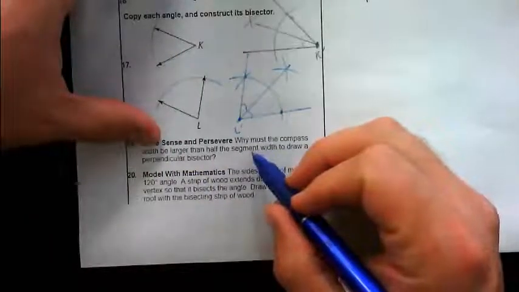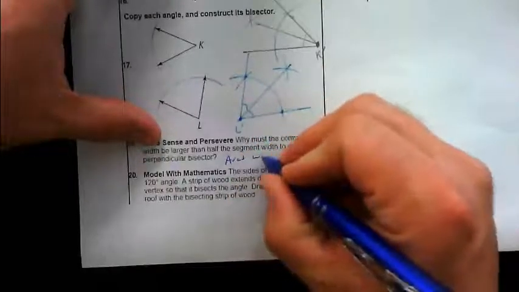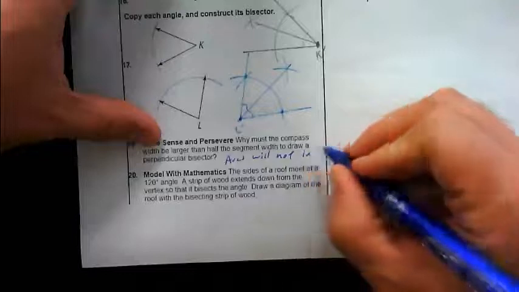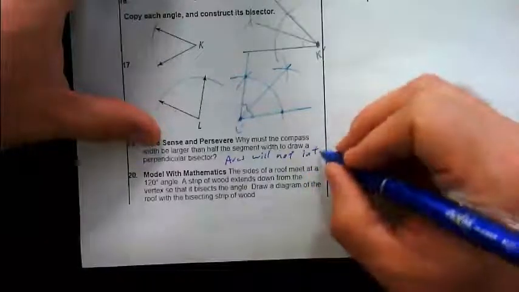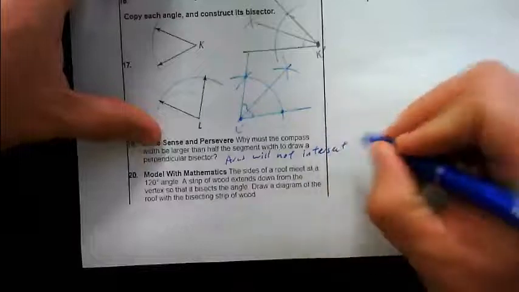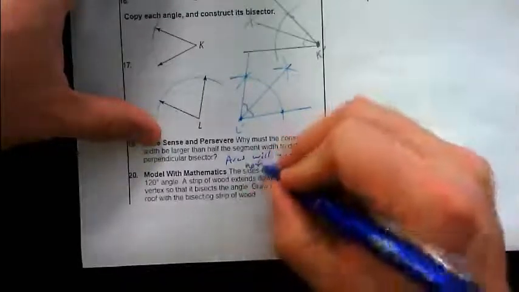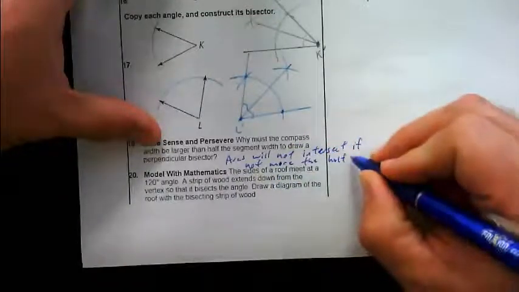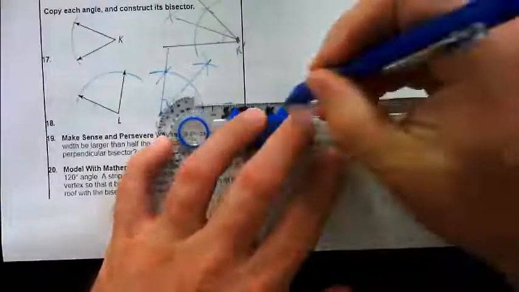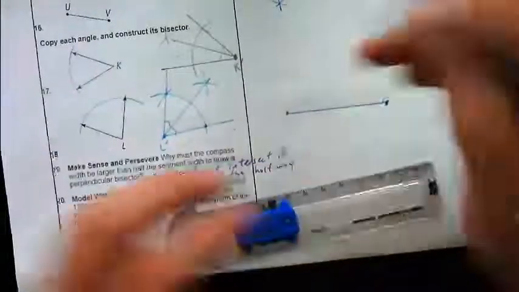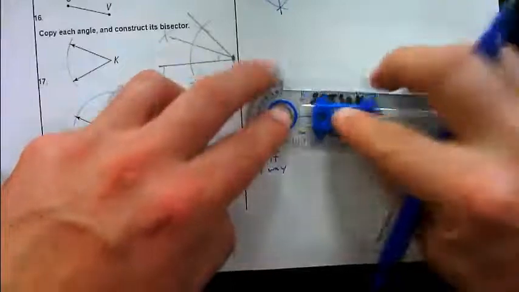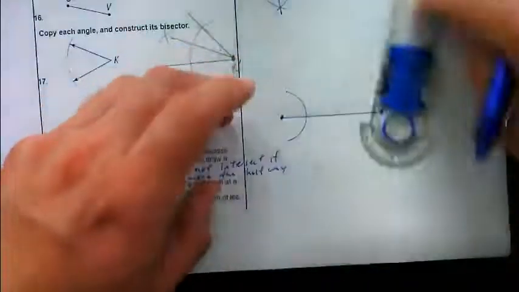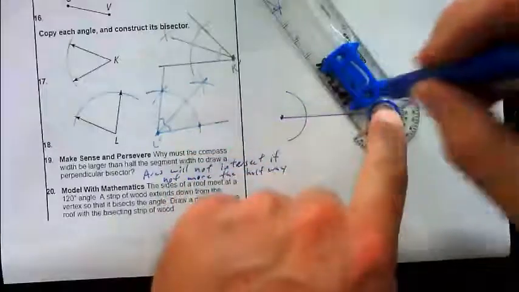The arcs would not intersect if they're not more than halfway. So here's an example. Here's a long line segment. If I wanted to bisect it, but I didn't go more than halfway, say I swing an arc both above and below that line, those arcs are never going to intersect.